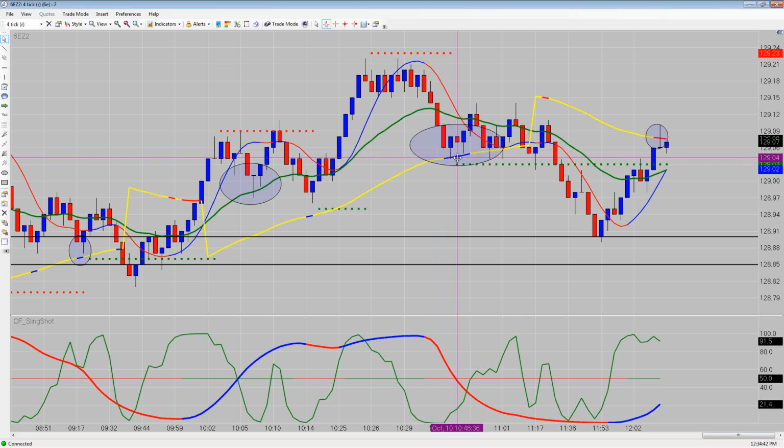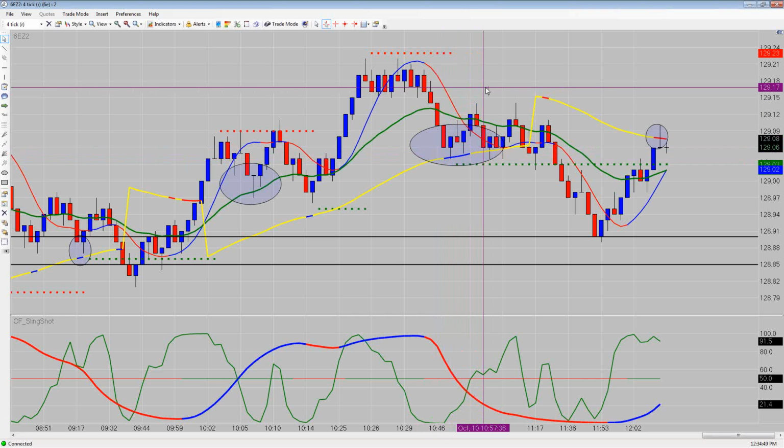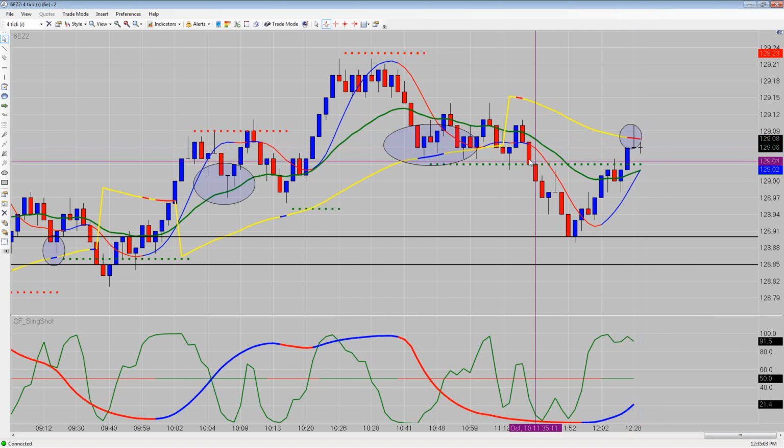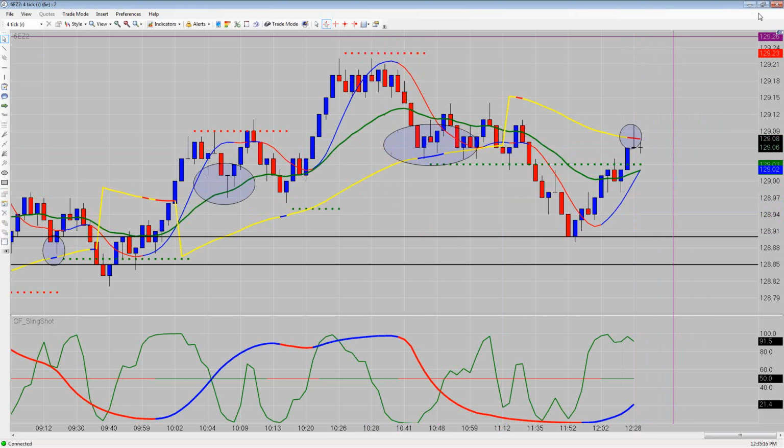Now right here, you could have bought this blue line for the move up. And right here, right now, you could have sold it right there, actually sold it up here at 129.08. What you anticipate is a minimum of 1 bar's worth of profit. So in this case, it would be a minimum of 4 ticks profit off of this line. Once it's got 4 ticks profit, at that point, you can take your risk off the trade. You can take your profit. You can do a lot of things.